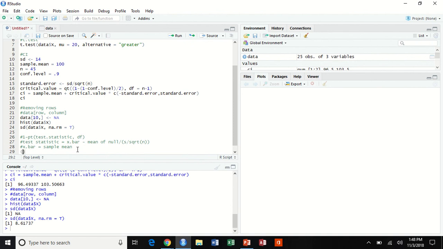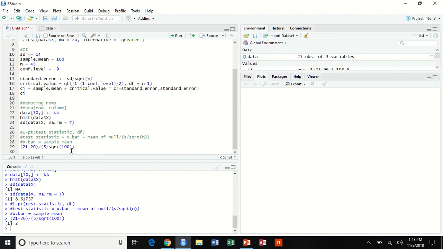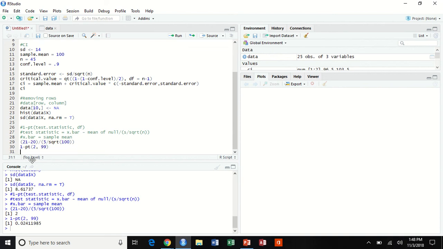So let's say we have x bar of 21, mean of the null is 20, so 21 minus 20 divided by, let's say, standard deviation of the sample is 5 divided by square root, the sample size is 100. That gives you your test statistic, and then you want to do 1 minus pt of the test statistic, and then degrees of freedom, which is n minus 1, so 100 minus 1 is 99, and this would help you get your answer for that question.